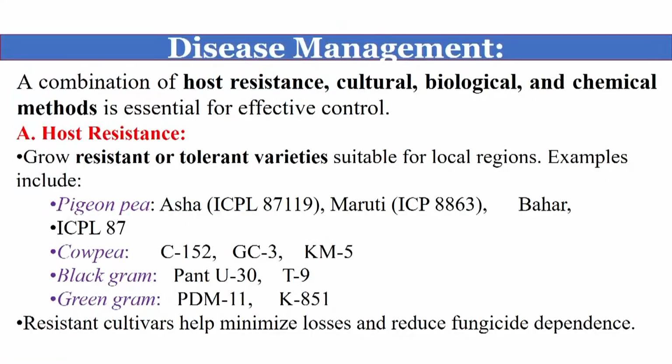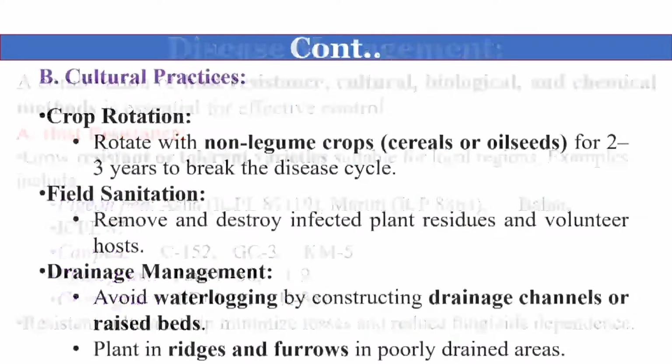Dear learners, how can you manage this disease in the field? Basically, first of all you have to choose a resistant or at least tolerant variety against this disease, and cultural, biological as well as chemical methods are applied to the crop. For host resistance, first of all you have to choose the resistant or tolerant variety, like in pigeon pea, ICPL. So many varieties are available as per your requirement, and you can choose from among them.